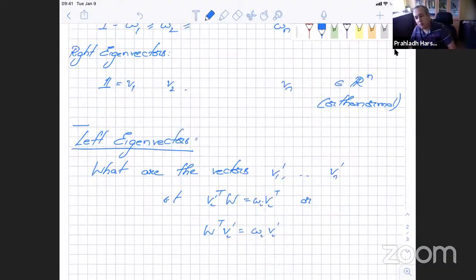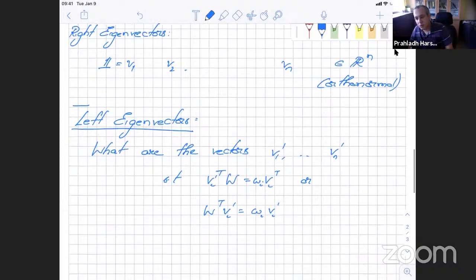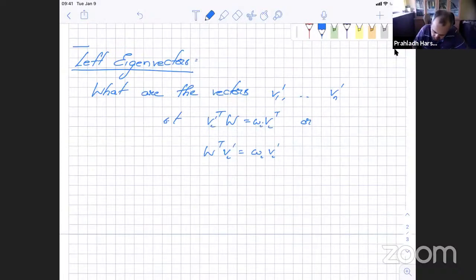This is what we want to find out. We know one of them is the stationary distribution with corresponding eigenvalue 1. But I want to lay my hands on all of them. So let's stare at what we have already. We already know that W is self-adjoint.